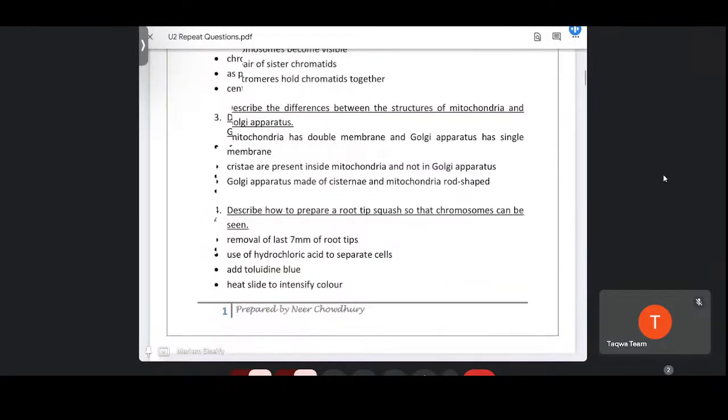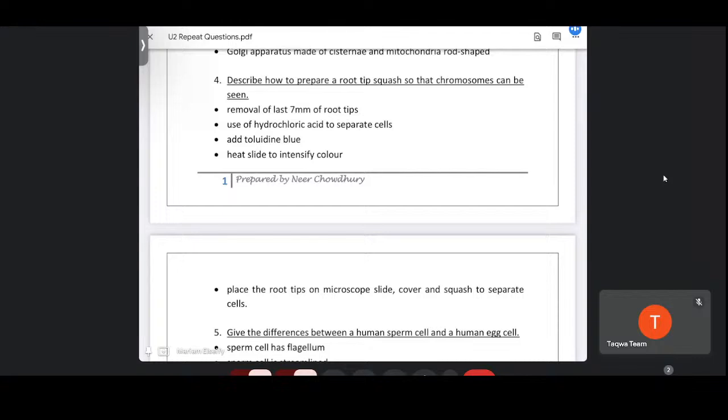Okay, this is somehow a Unit 3 type of question, but we will also be explaining it over here. Describe how to prepare a root tip squash so that chromosomes can be seen. First of all, we remove the last 7 millimeters of the root tips. Then use hydrochloric acid to separate the cells. We then add toluidine blue. Heat the slide to intensify the color, and then place the root tips on a microscope slide, cover and squash to separate the cells. That's great.